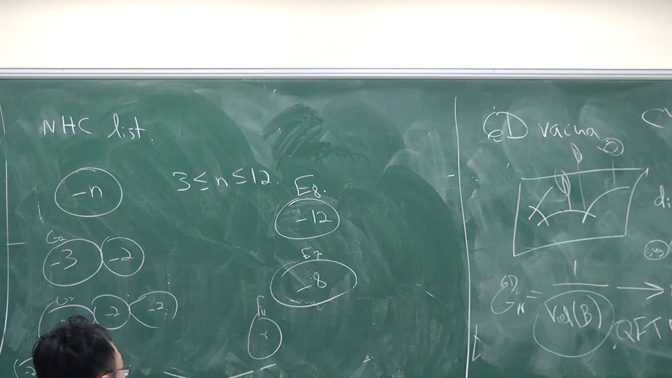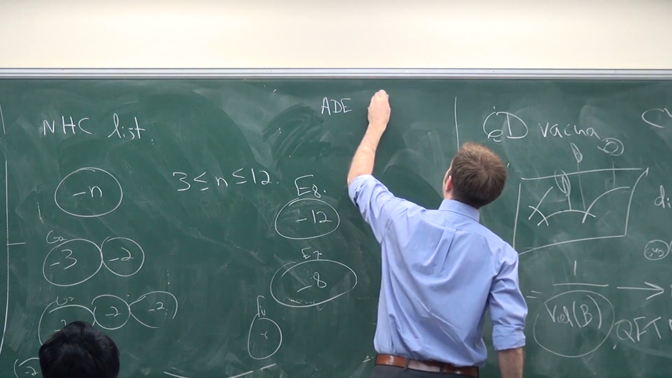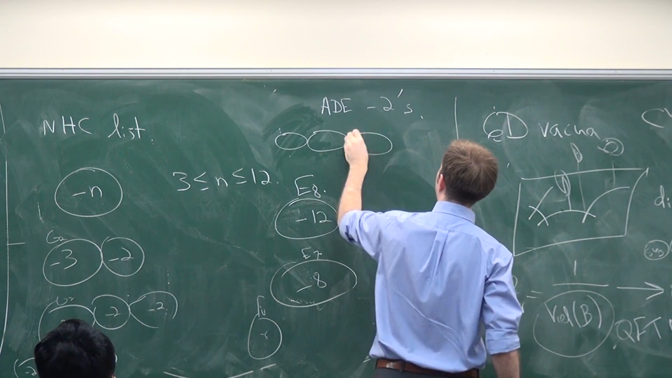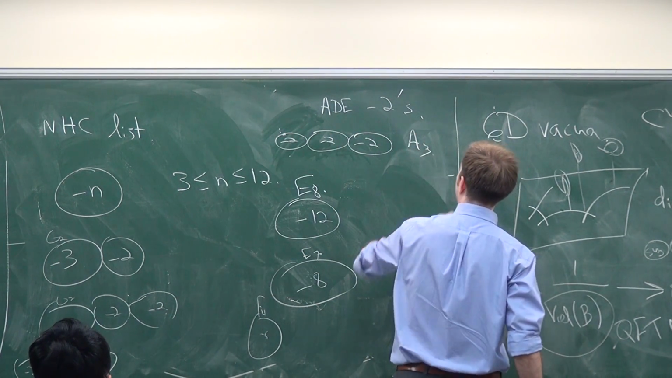So I should say that in addition to these, there's also the ADE Dynkin diagrams made with the -2 curves. So examples of that type are like a bunch of A-type ones. This would be like A3, and so on.